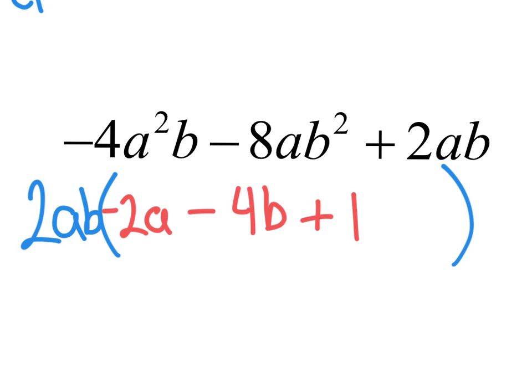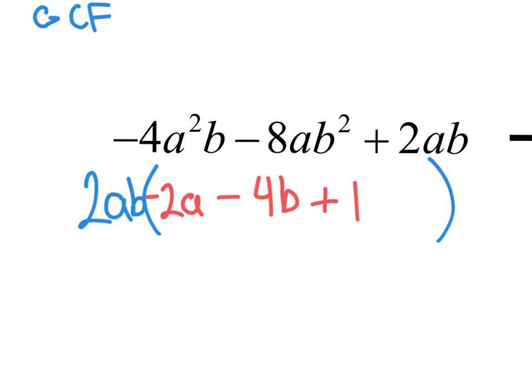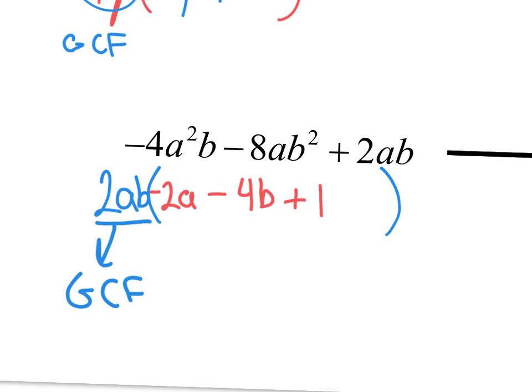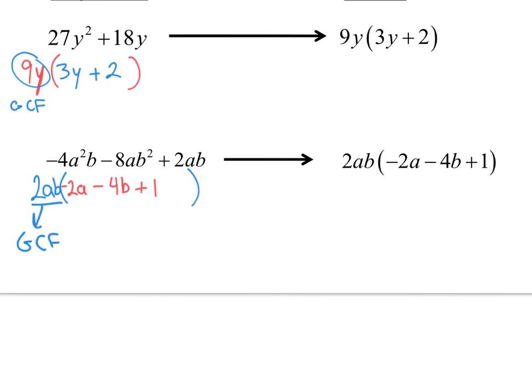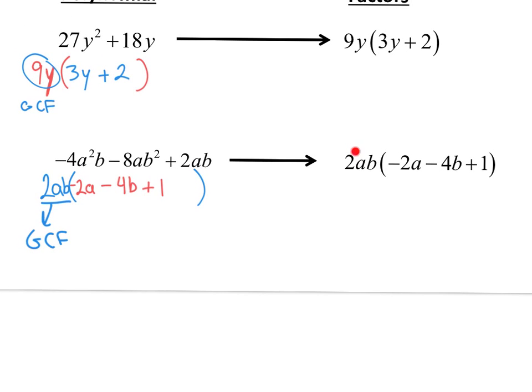So ladies and gentlemen, this is your factored form. The 2AB, that's your GCF. Your remaining polynomial is negative 2A minus 4B plus 1. Of course, the notes had it shown right here. I just wanted to explain that whole thing for you. That's how the GCF 2AB came out, and the negative 2A minus 4B plus 1 was left over. That's what we had down here.